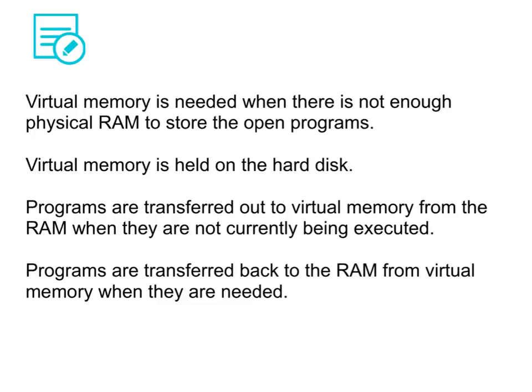Virtual memory is needed when there's not enough physical RAM to store the open programs. Virtual memory is held on the hard disk. Programs are transferred out to virtual memory from the RAM when they're not currently being executed. Programs are transferred back to the RAM from virtual memory when they're needed. This is an oversimplification of what's actually happening, but it's enough to understand the basic principles of why there's a need for virtual memory.